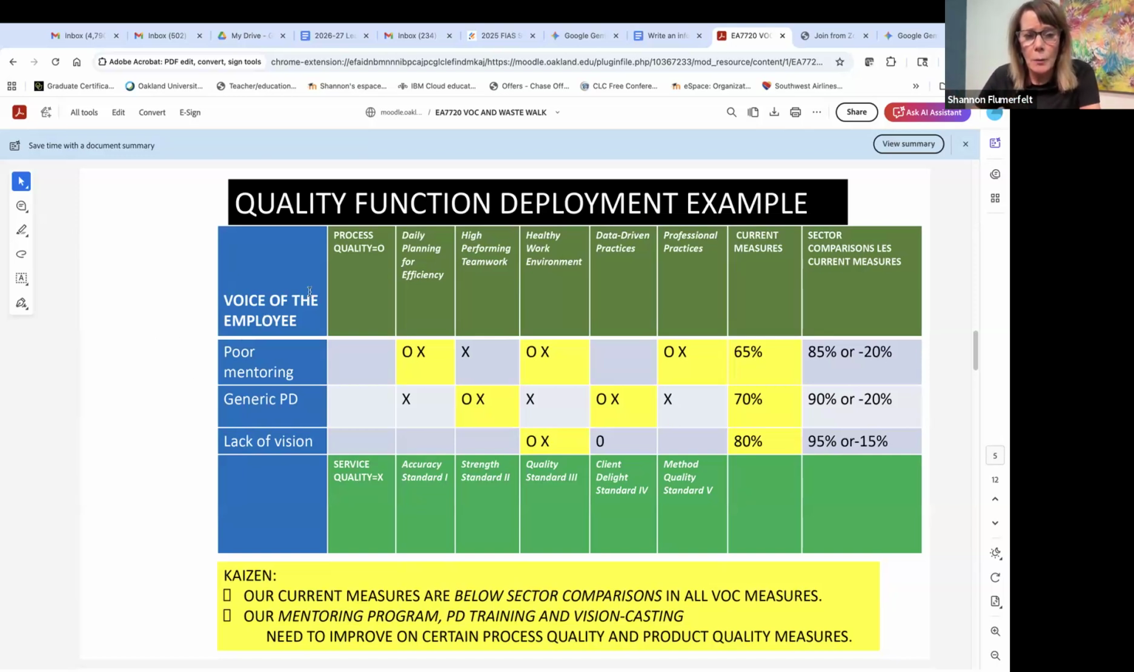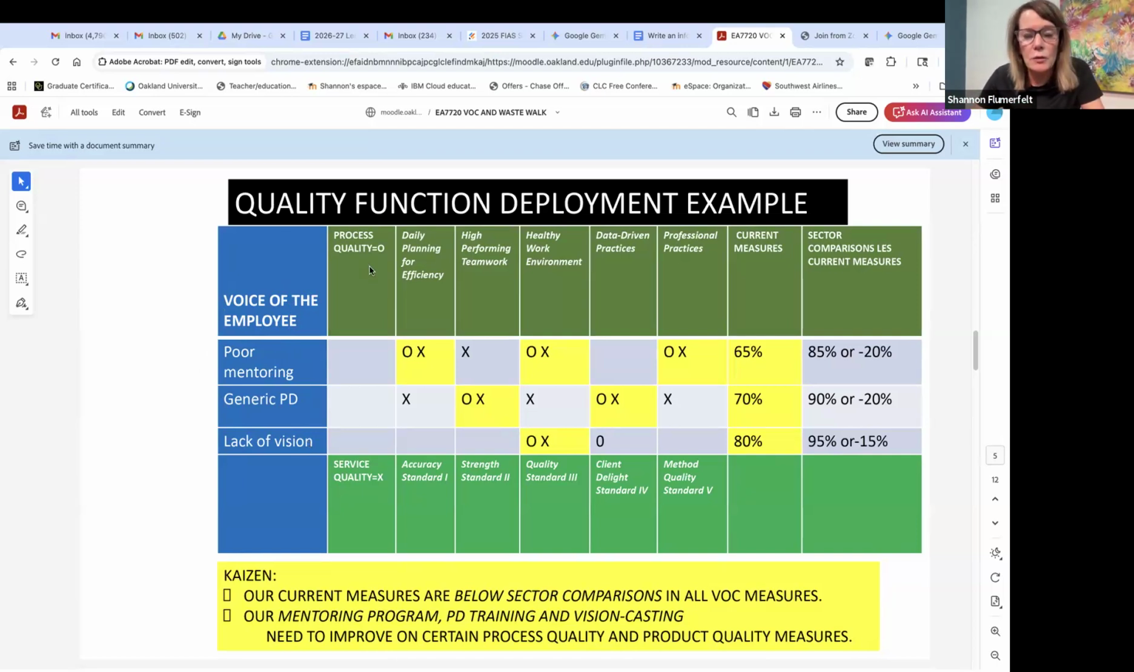This is where we were trying to get the voice of the employee. What we were trying to do is figure out from them, around a particular performance problem, what was wrong. And basically what they told us is we have poor mentoring, we don't have good professional development, and we don't have a clear vision.